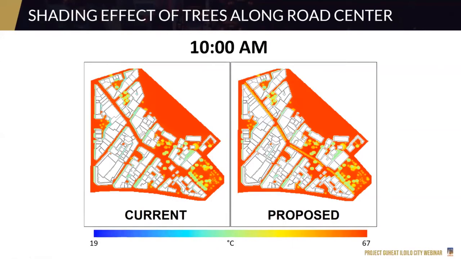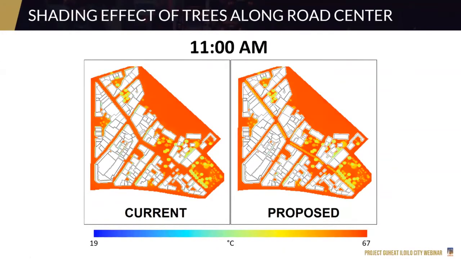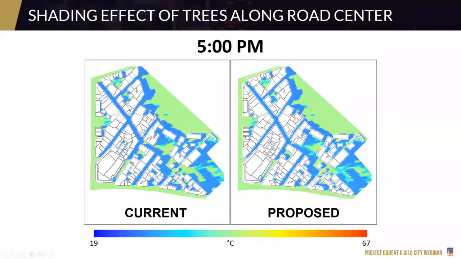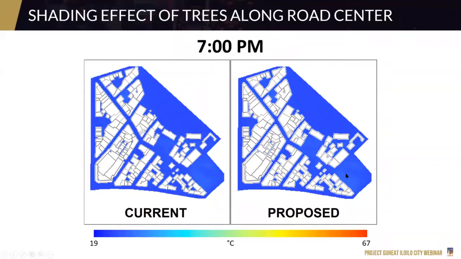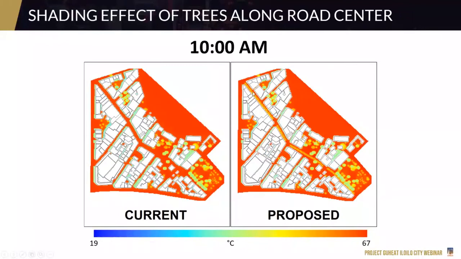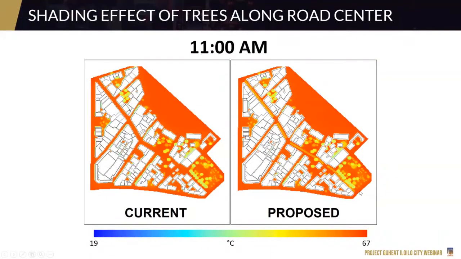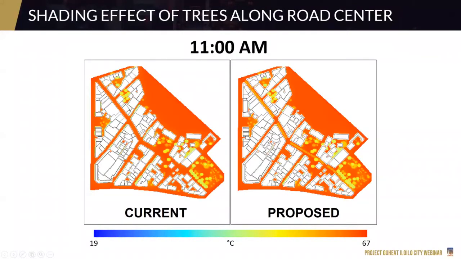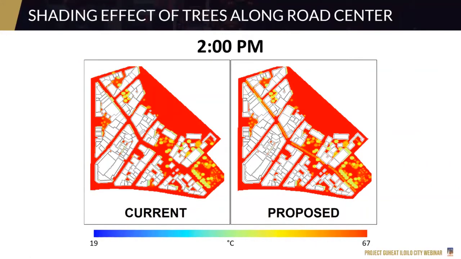So here is the simulation naman ng mean radiant temperature. So as you can see along Calle Real, evident especially dun from 10 a.m. to 3 p.m., yung times na may init or matindi yung sikat ng araw, evident na nag-lower yung temperature dun sa areas na nilagyan natin ng trees compared dito sa current scenario. And if we take a closer look dun sa portion ng trees.